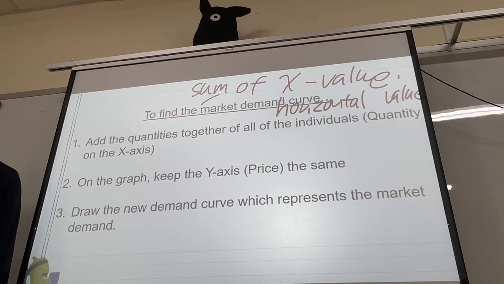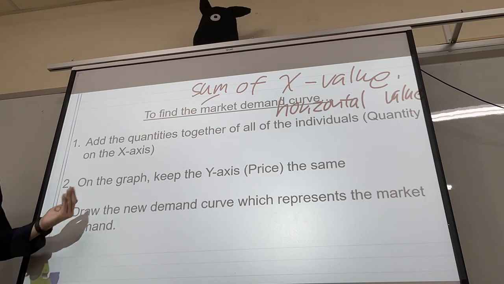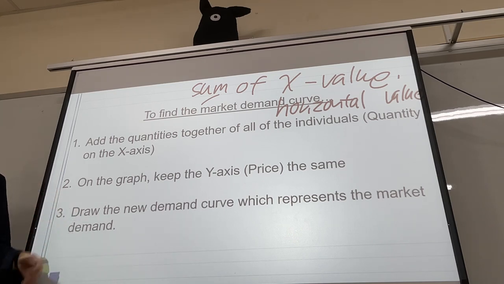Sum 是所有。Total. 总和. Okay. So in the real world, the economists will look at the market demand, 就是总和的. Okay. The total market demand.